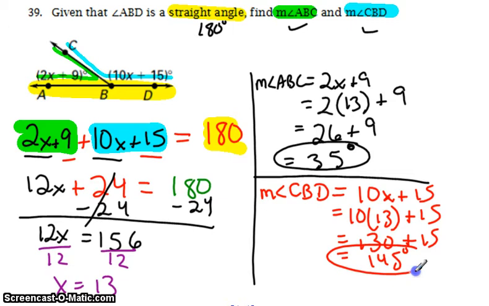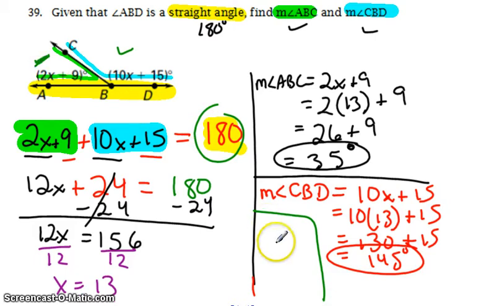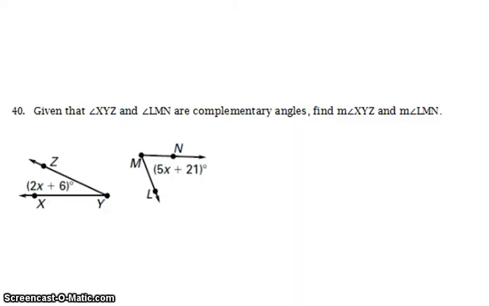Now, if we're thinking that is the measure of angle CBD, and we're thinking that maybe we can check it, we would be correct, since this angle plus this angle has to equal 180. If this angle is 35 degrees and this angle is 145 degrees, when I add them, they should equal 180, and they do. So this is the correct answer. ABC is 35 and CBD is 145 degrees. Okay? So now, going on to number 40.